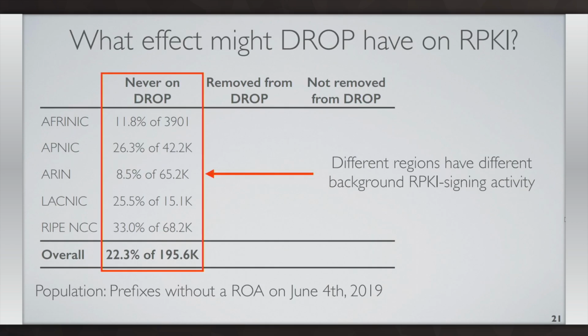So let's look at some numbers. We see that different regions have different background RPKI signing activity, and in some sense, this is the control. Most of the prefixes here were never on DROP, and this represents the largest number of prefixes and what we would expect in the base case. And so 22.3% exhibits the base signing rate across all RIRs. And you can see between different RIRs, we have a difference in RPKI uptake. And I'm told that this is because some RIRs make it easier than others to sign ROAs.